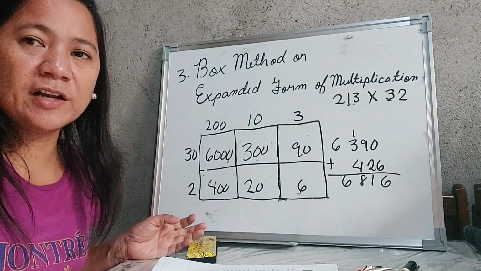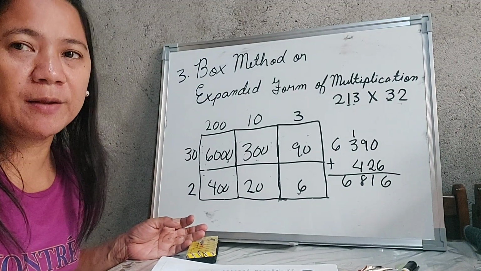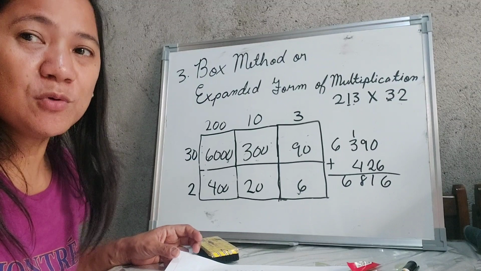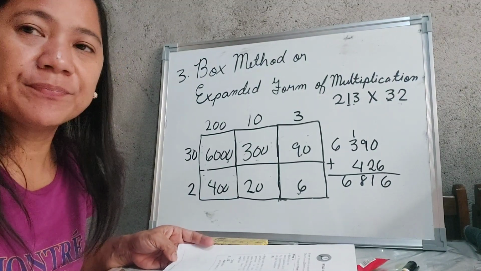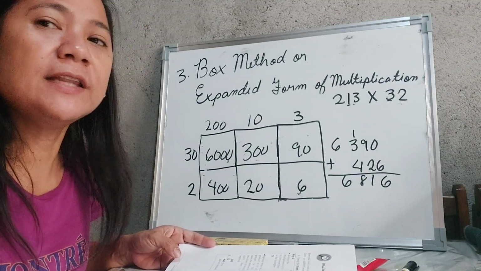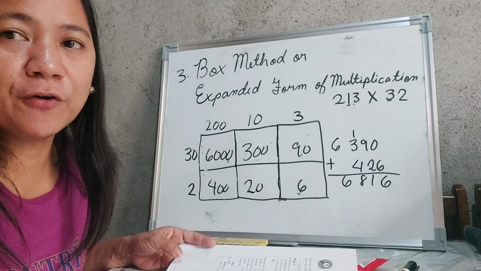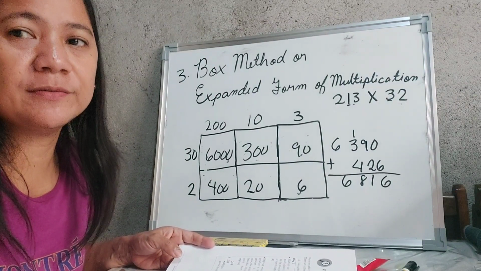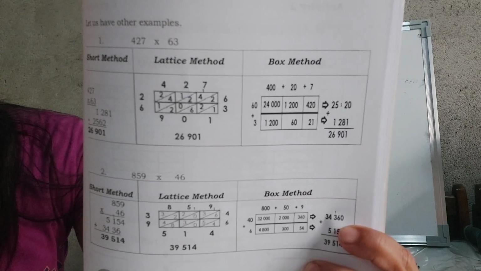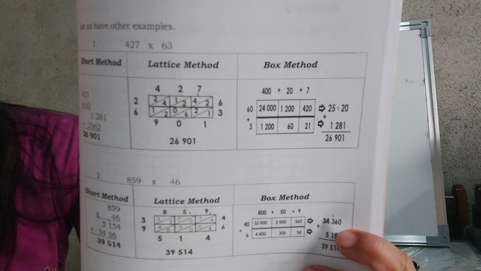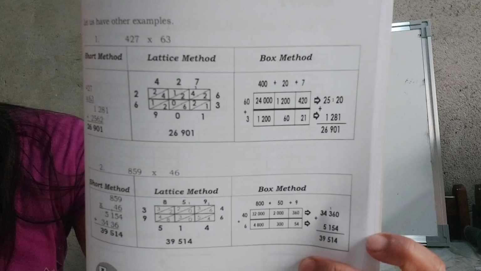And so those are the 3 different ways in solving a problem in multiplication. Can you name those 3 ways? So we have the short method, lattice method, box method, or expanded form of multiplication. So these are the other examples of the 3 ways: box method, lattice method, and the short method. You can use them as your reference.